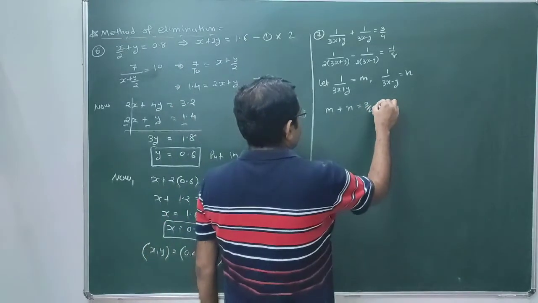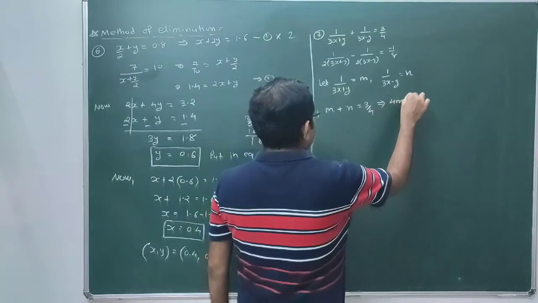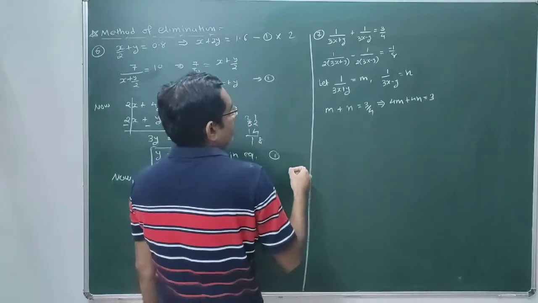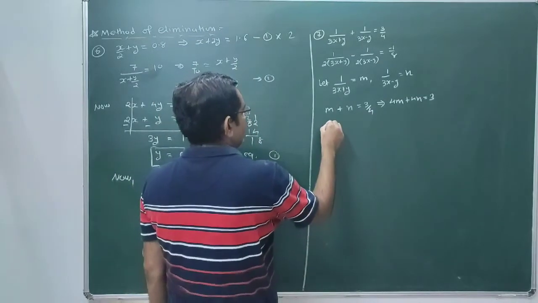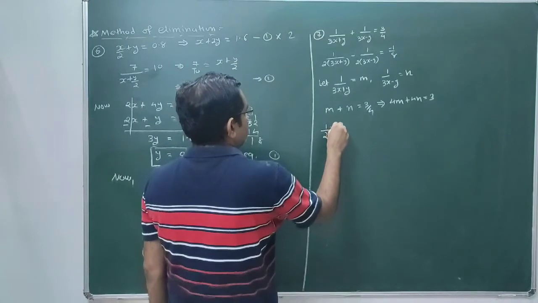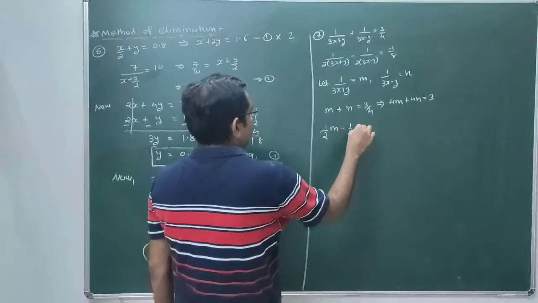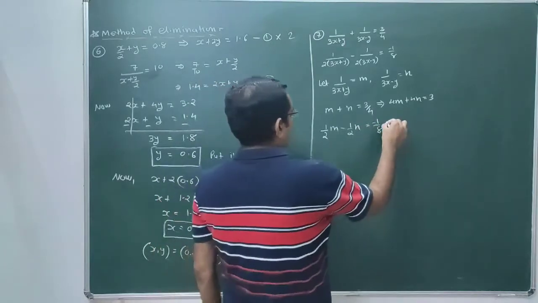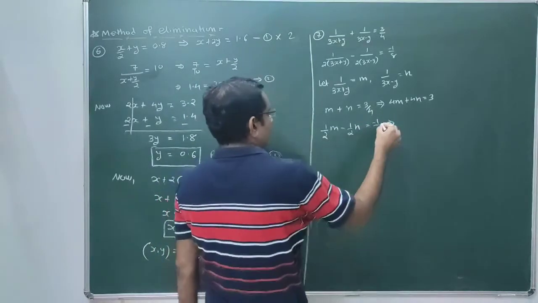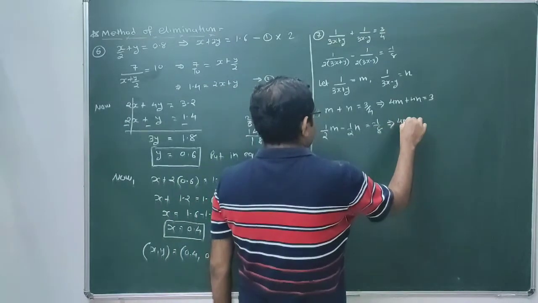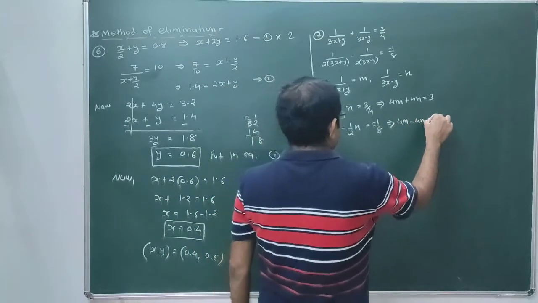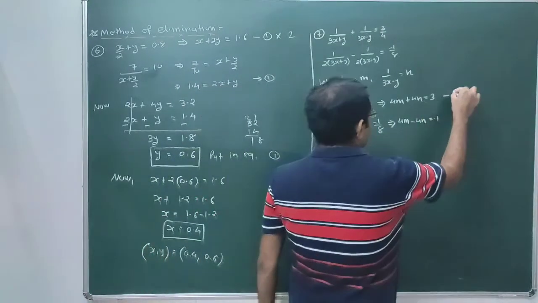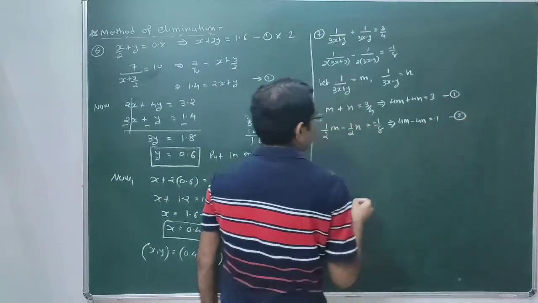Which is nothing but 4m plus 4n equal to 3. And our second equation will be 1 by 2m minus 1 by 2n equal to minus 1 by 8. Multiply this equation on both sides by 8. So it's again 4m minus 4n equal to minus 1. So these are equation number 1 and equation number 2.